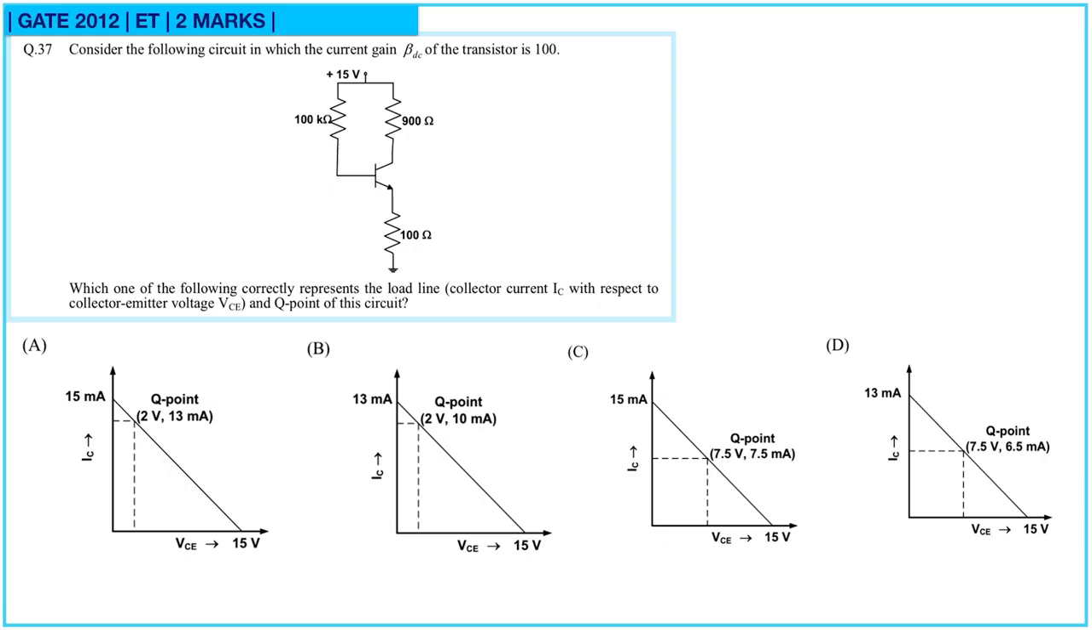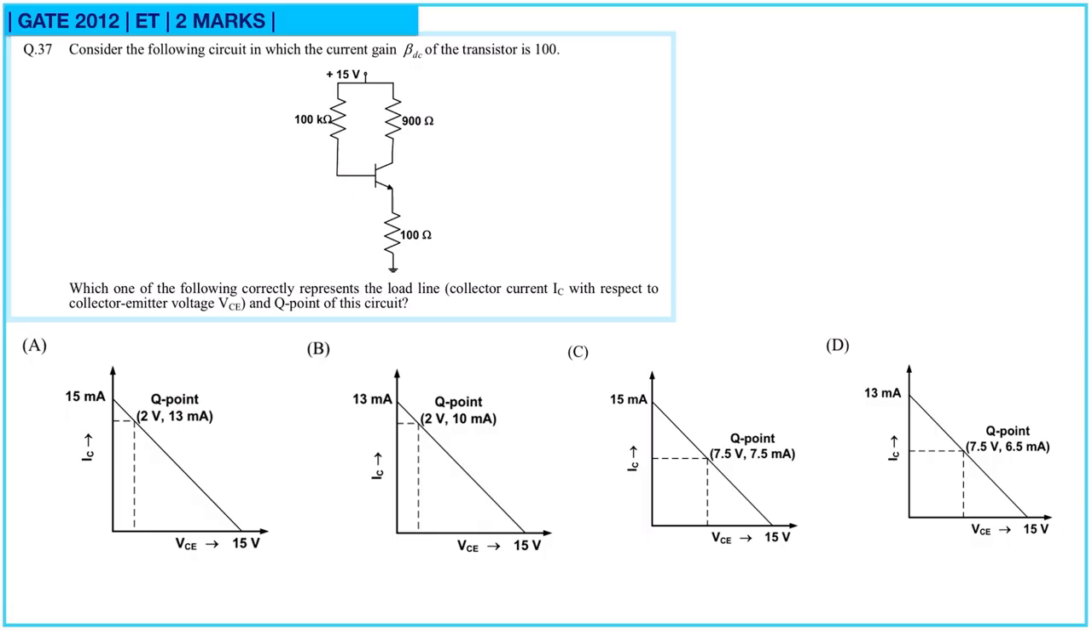Next, question number 17. Consider the following circuit in which the current gain beta DC of a transistor is 100. So it is 15 volt, 100 kilo ohm, 900 ohm and 100 ohm. Which one of the following correctly represents the load line, that is collector current IC with respect to collector emitter voltage VCE and Q point of this circuit? So for this we have to find VCE and IC and also the Q point.